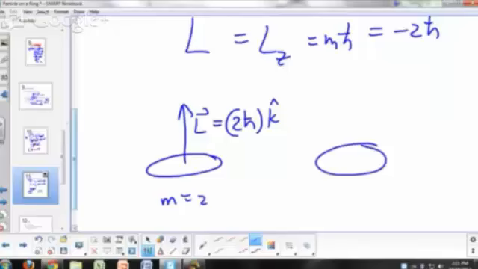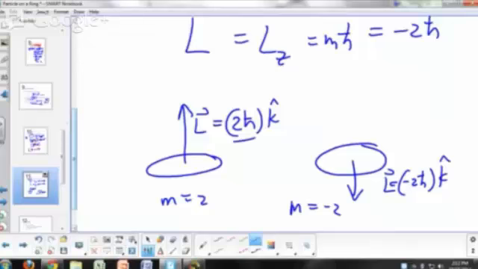What would it be for m equals -2? It's going to be pointing downward, right? Your L is -2ħ k hat, k hat being the unit vector along the z-axis. It's a negative, so it's pointing downwards, whereas +2ħ would be a vector pointing upward.